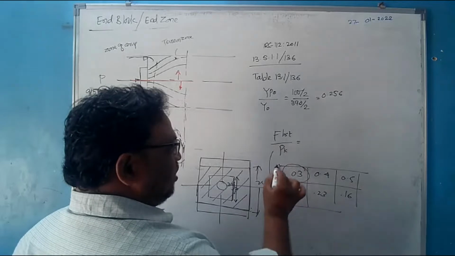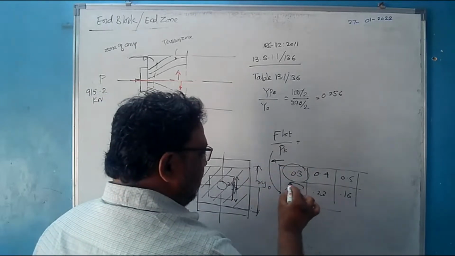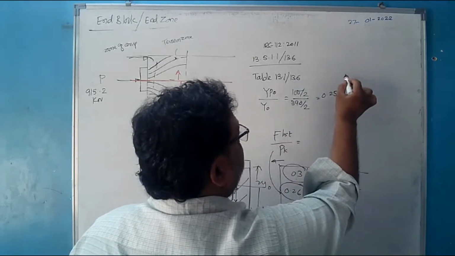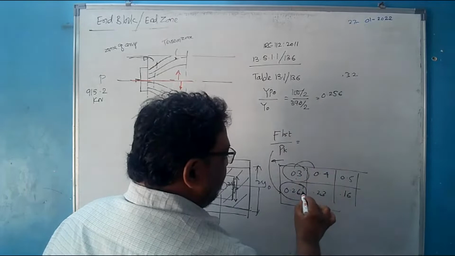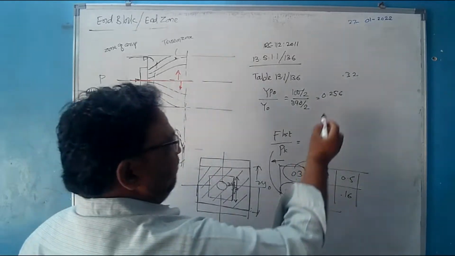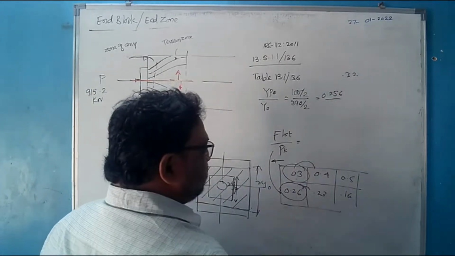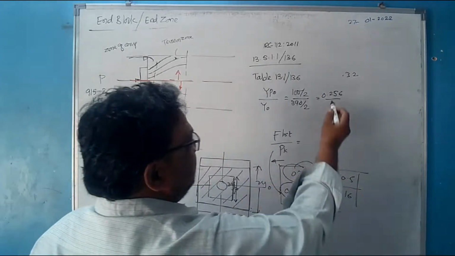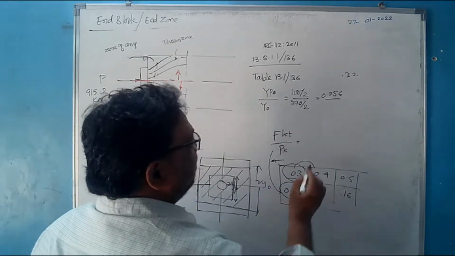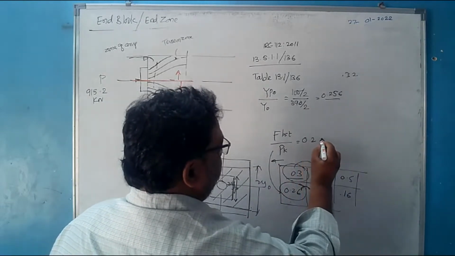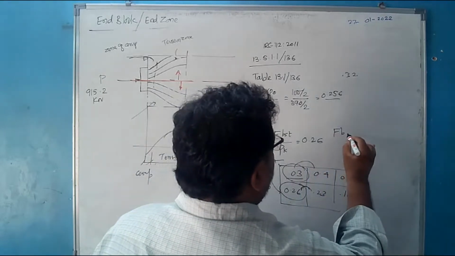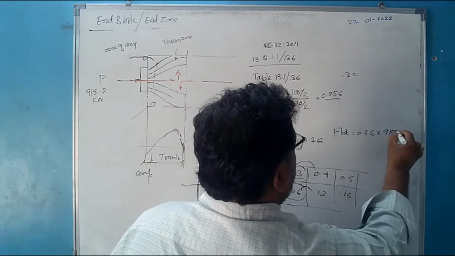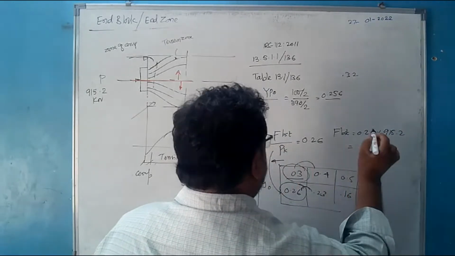So we will consider, उसके पहले के values नहीं है. So whatever is the value corresponding to 0.3, the least available. अगर ये रेशियो सपोज 0.32 आता है तो फिर हमको यहाँ पर इंटरपोलेट करना पड़ता. But it is 0.256, that is less than 0.3. So we will consider this equal to 0.26. So get the value of F bursting. That will be equal to 0.26 of 915.2 kilonewton. That was the force acting in one cable.